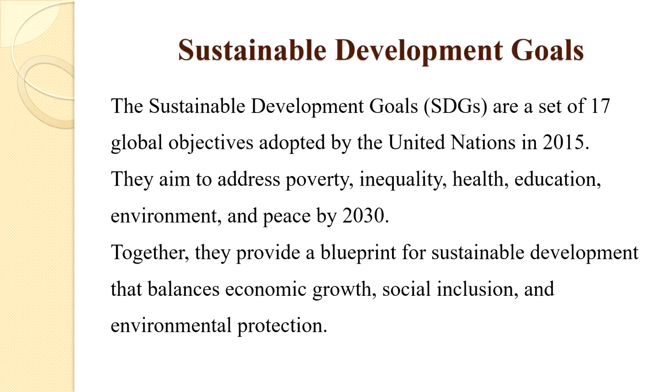So now we will see about SDG goals. This is Sustainable Development Goals. The Sustainable Development Goals are a set of 17 global objectives adopted by the United Nations in 2015. They aim to address poverty, inequality, health, education, environment, and peace by 2030. Together, they provide a blueprint for sustainable development that balances economic growth, social inclusion, and environmental protection.